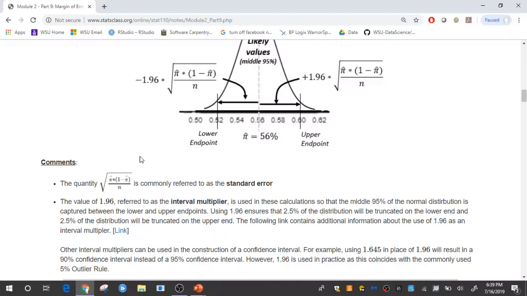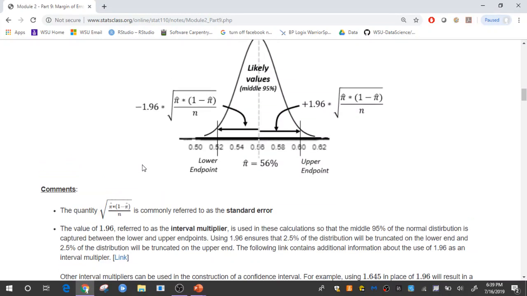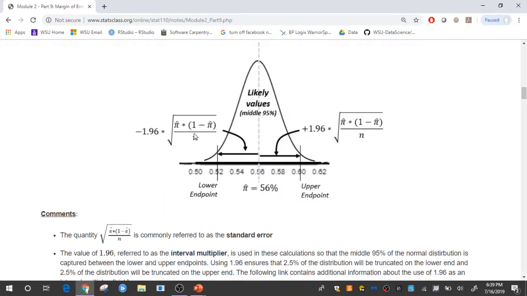Okay, just some quick comments here. The square root of pi hat times 1 minus pi hat all divided by n is commonly referred to as the standard error. And as soon as I multiply that standard error by this 1.96 quantity, which we call the interval multiplier, we call that quantity the margin of error.